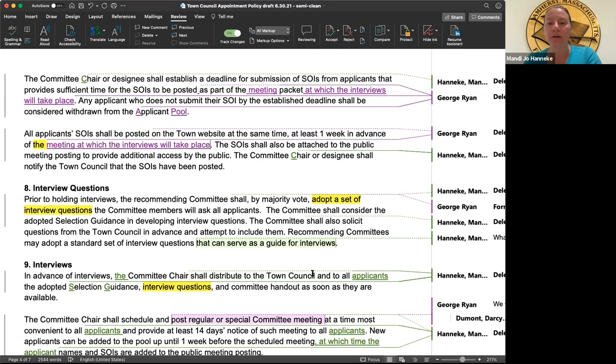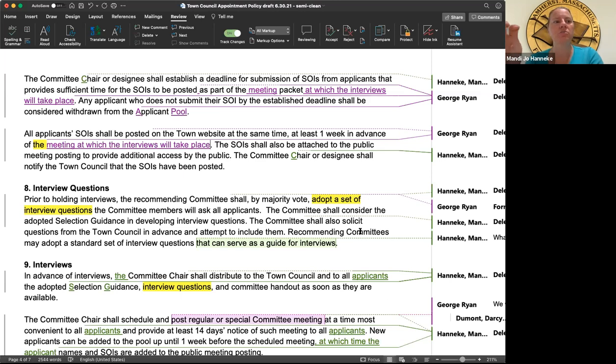Prior to holding interviews, the recommending committee shall by majority vote adopt a set of interview questions the committee members will ask of applicants. Get rid of the word all, because they might be different per applicant. The committee shall consider the adopted selection guidance in developing questions. The committee shall also solicit questions from town council in advance and attempt to incorporate them into the adopted questions or include them. Recommending committees may adopt a standard set of interview questions as a basis, or may use a standard set of interview questions as a basis for beginning the conversation on adopting. I'm wondering what the point of that sentence is at this point. I'm not sure we do that, but then you could add two sentences.